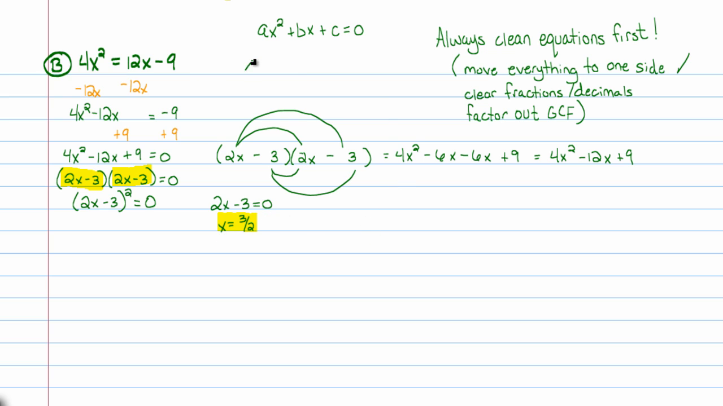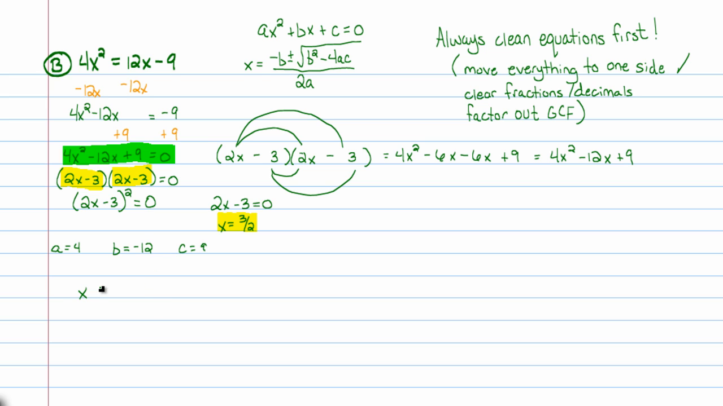Remember the quadratic formula: negative b plus or minus the square root of b squared minus 4ac, all divided by 2a. In this case, I'll look back to this equation right there. 4 is playing the role of a, negative 12 is playing the role of b, and positive 9 is playing the role of c.